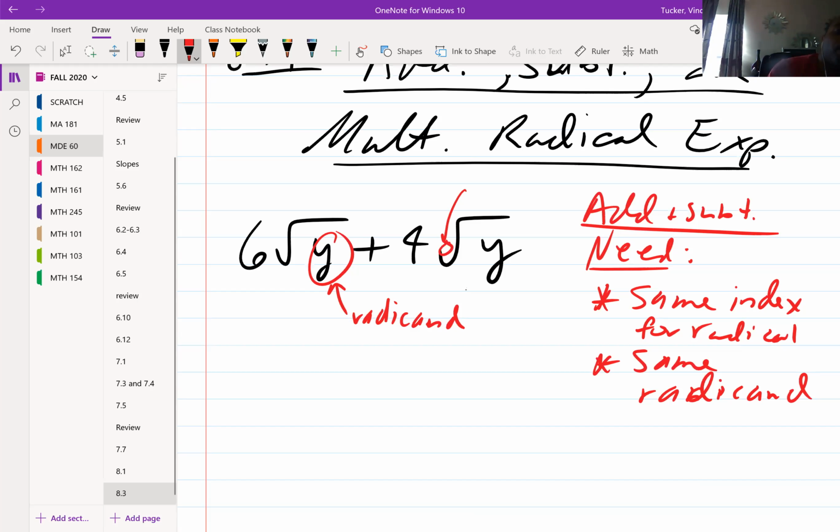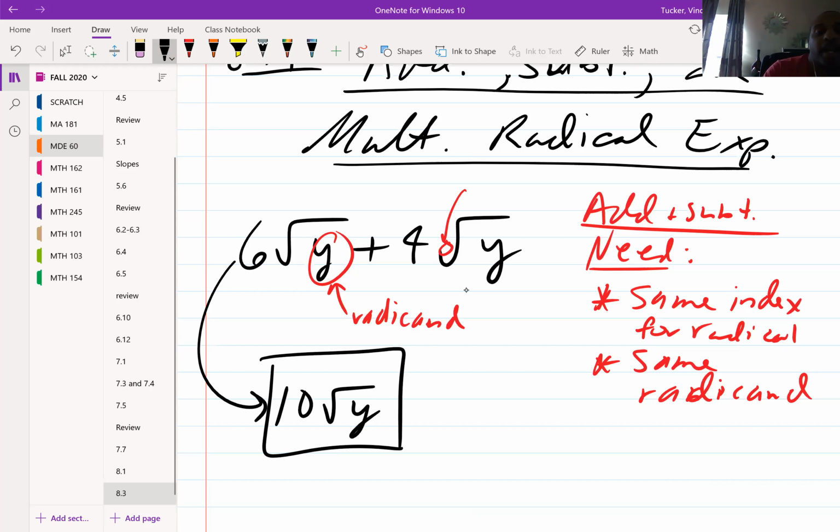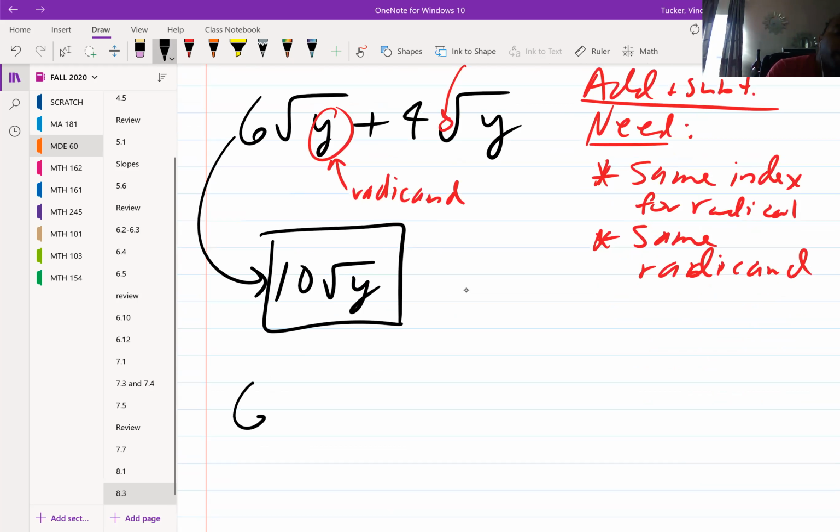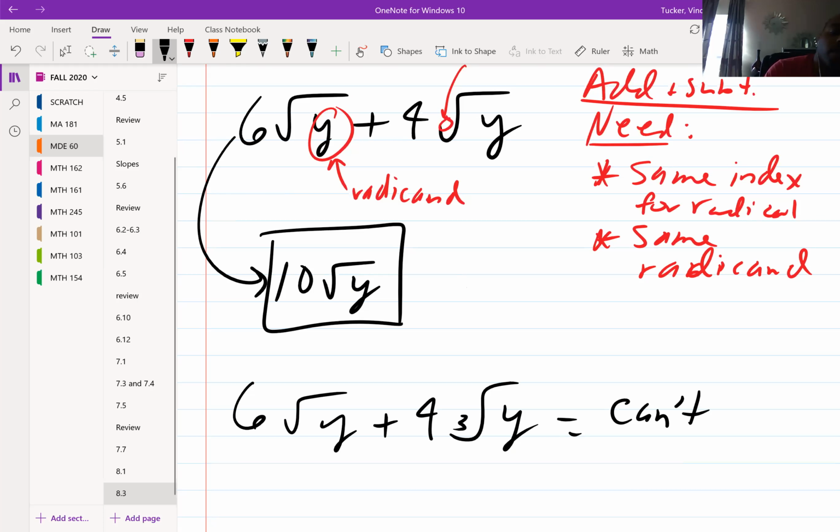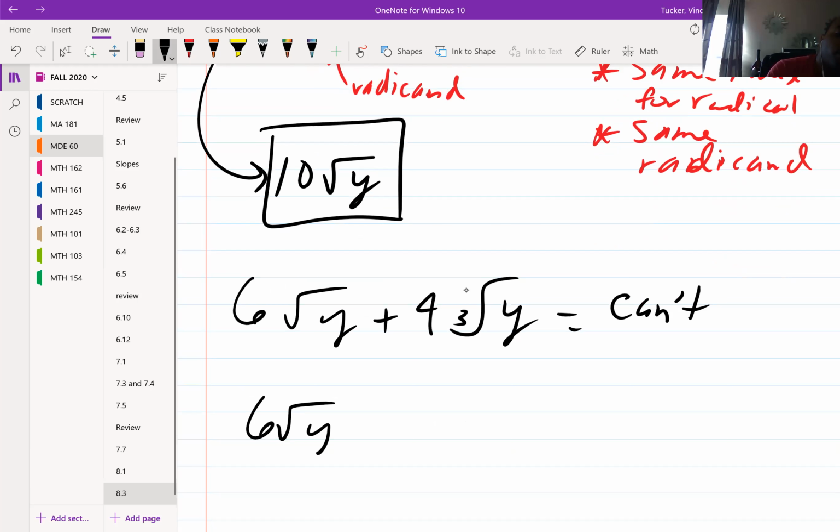So we have 6 square root of y plus 4 square root of y. The answer will be 10 square root of y. But if anything is different, I cannot add them together. So in other words, if I have 6 square root of y plus 4 cubed root of y, I can't add them. If I have 6 square root of y plus 4 square root of x, can't add those. So if the index of your radical is different or the radicand is different, then you cannot add those expressions.